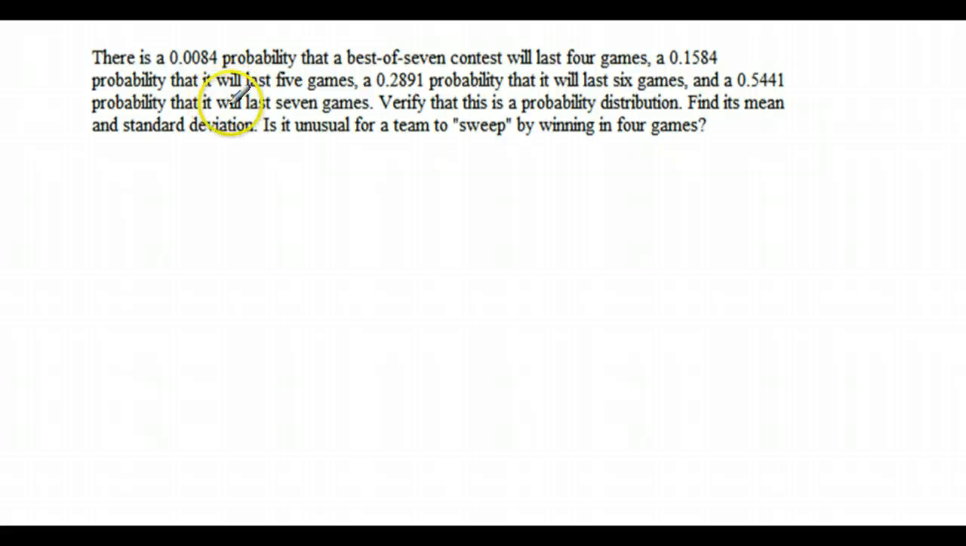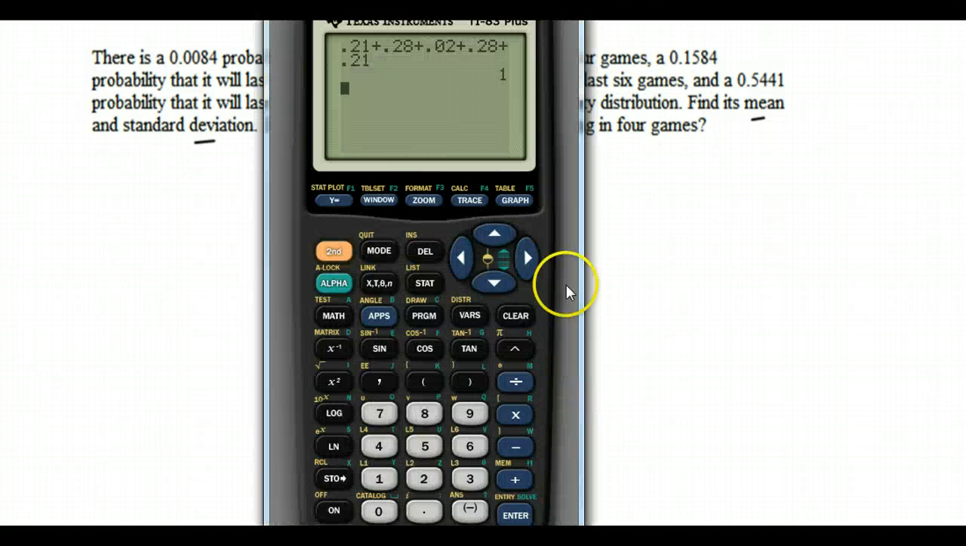Alright, another one where we need to find the mean and standard deviation. So there's a 0.04 probability the best of 7 series will last 4 games. That probability will last 5, that will last 6, and that will last 7. Verify this is a probability distribution. So once again, we're just adding those numbers and showing that they add to 1.